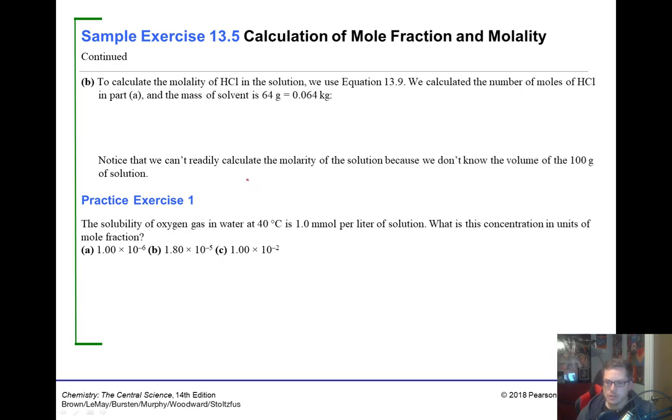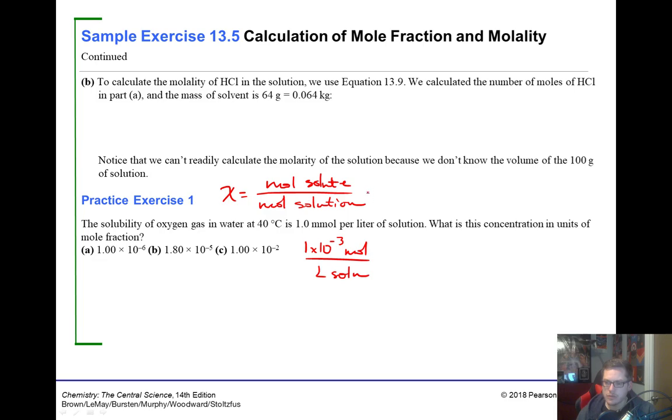So we have 1 millimole. That's the same as 1 times 10 to the negative third moles, in liters of solution. And we need to convert this to the mole fraction. Just to remind ourselves, mole fraction is the moles of the solute divided by moles in the solution. So this would specifically be the moles of the solute and the moles of the solvent. Well, we have the moles of the solute. That's our 1 times 10 to the minus third.